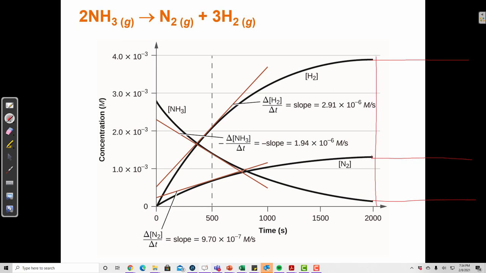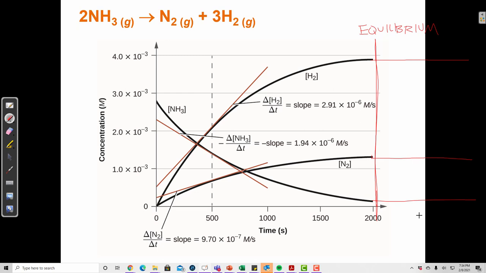Right here at this point is the point after, what does it look like, a little bit more than 2,000 seconds. That's the point at which this chemical reaction has reached equilibrium. The reaction has stopped changing, and these lines will stay this way forever. They'll just stay flat. Unless we add something to the reaction or change it, the equilibrium is stable and it will stay, those concentrations won't change.